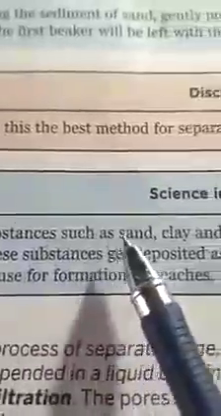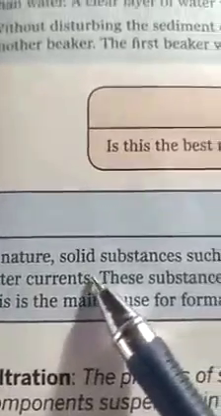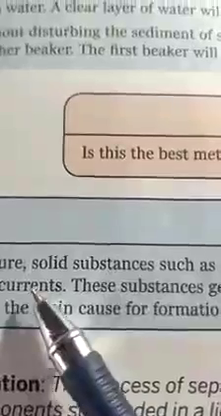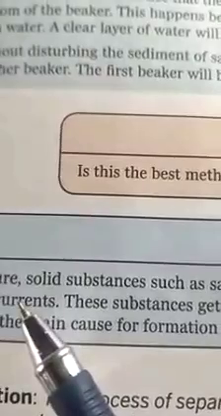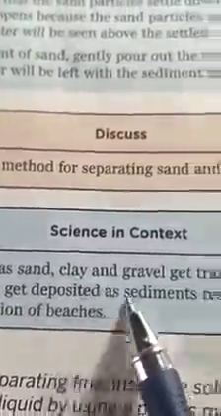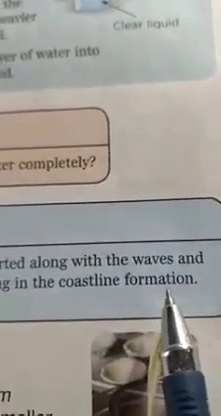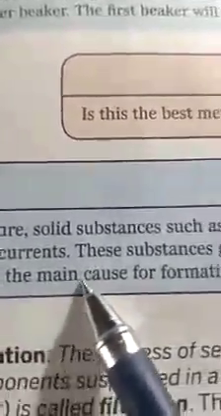Science in context. In nature, solid substances such as sand, clay, and gravels get transported along with the waves and water currents. Dear students, these substances get deposited as sediment, resulting in coastal line formation. This is also the main cause of the formation of beaches.